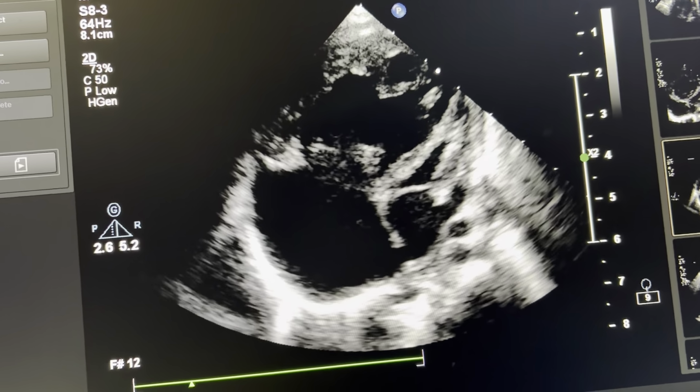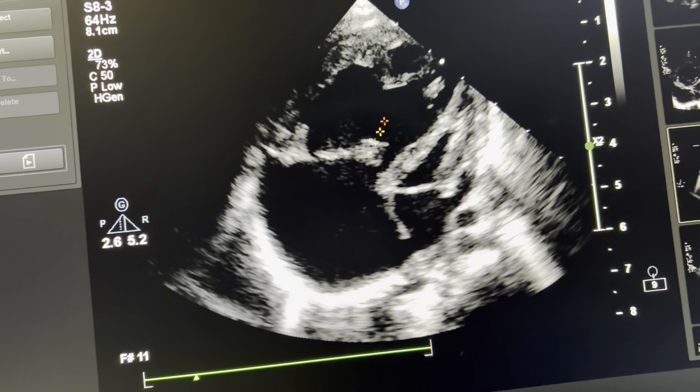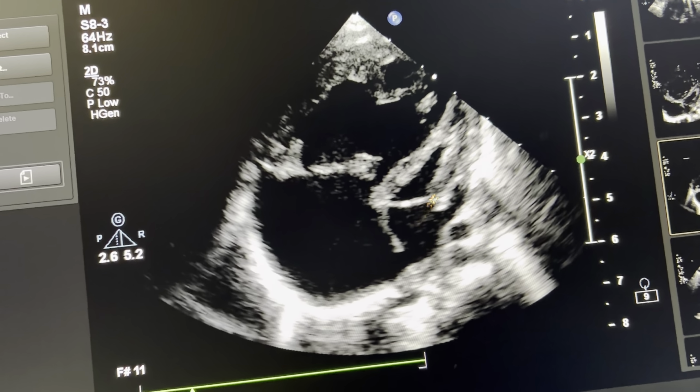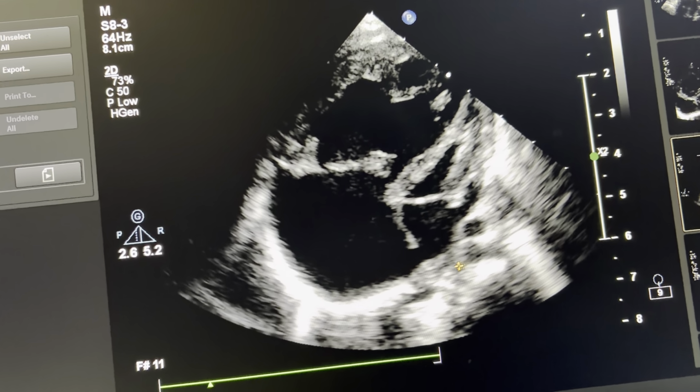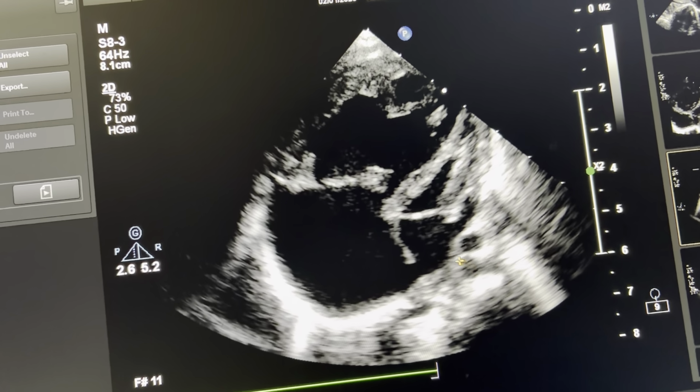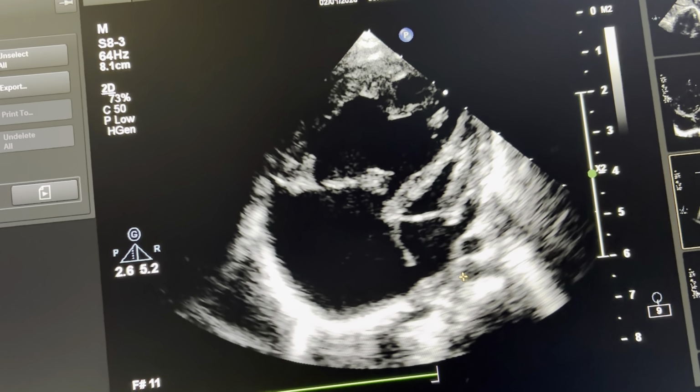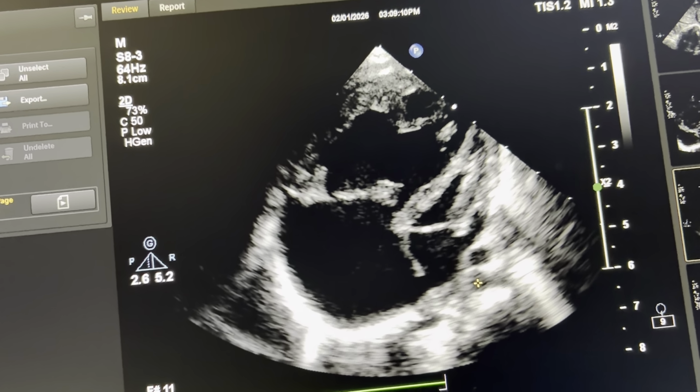Again you see this is the right atrium, this is the right ventricle, this is the left atrium, this is the left atrial appendage, this is the left ventricle, this is the descending aorta, and this portion is the pulmonary venous confluence.